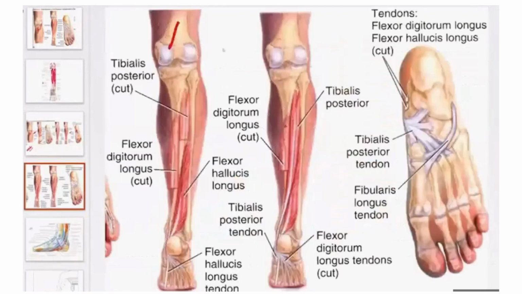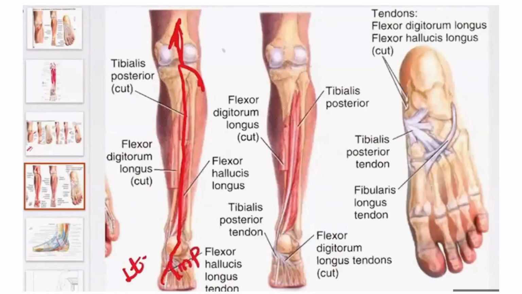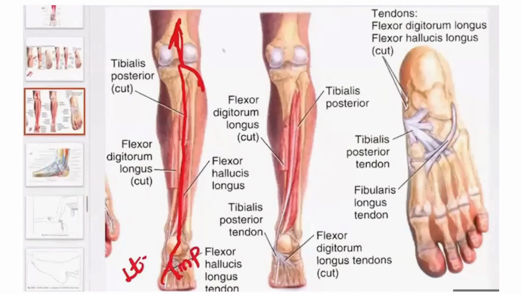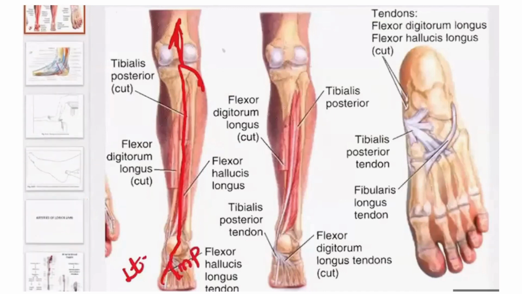Sciatic nerve. This is the sciatic nerve. Here you get the common peroneal nerve. Here you get the tibial nerve. The tibial nerve enters the plantar surface by dividing into the medial plantar nerve and lateral plantar nerve.